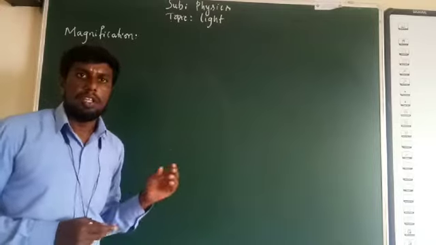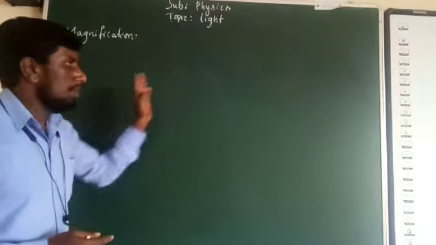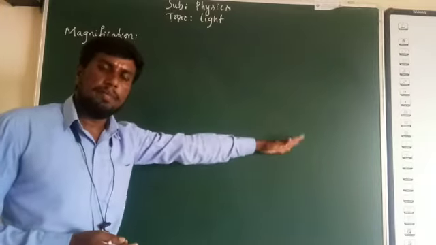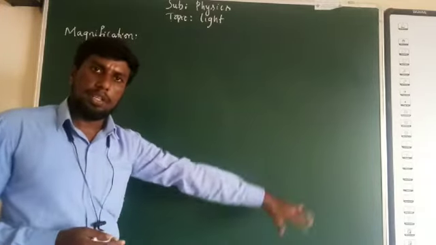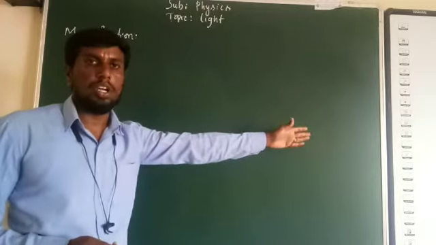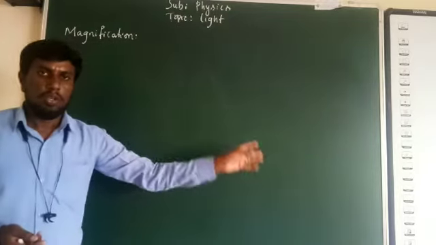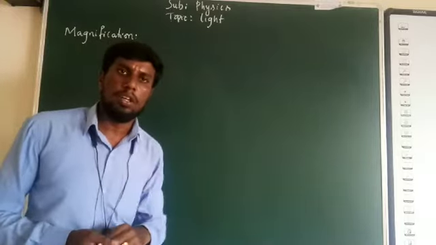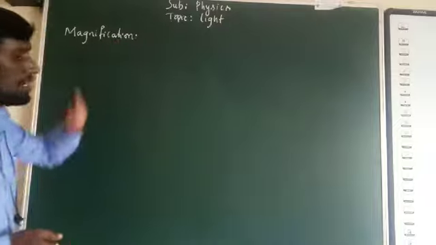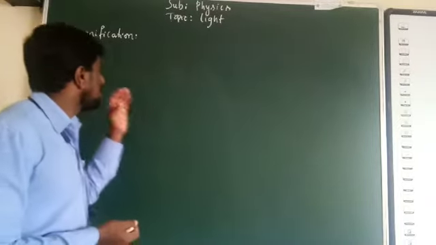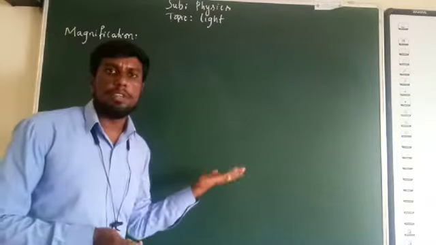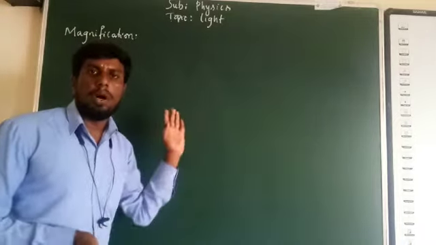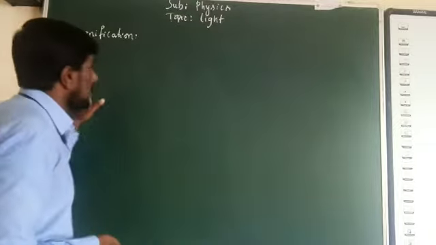Suppose I have an object, the image may be enlarged, or smaller than the object, that is diminished, or the same size. So these three possibilities we have. How much exactly is it large, how much exactly is it small? Magnification will specify that. Magnification of a spherical mirror specifies how large or small the image is compared with the size of the object. This is the definition of magnification.